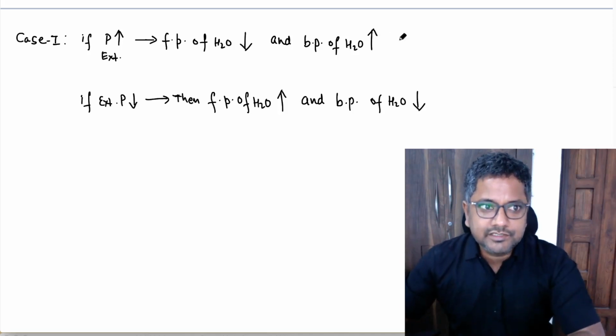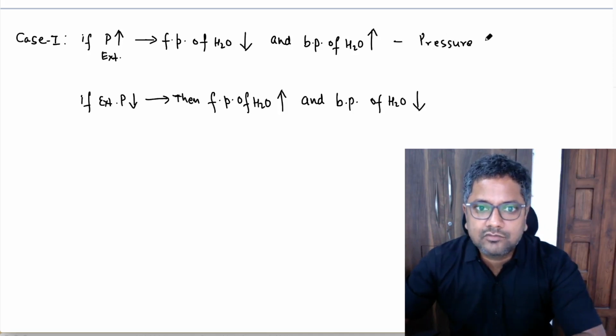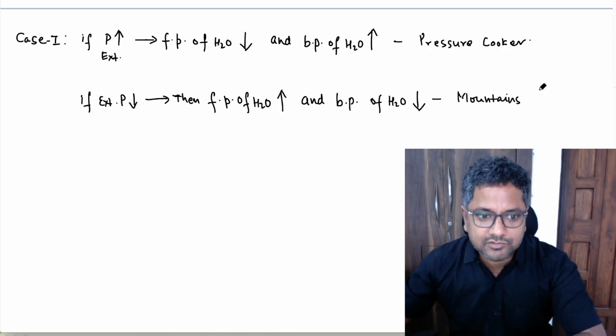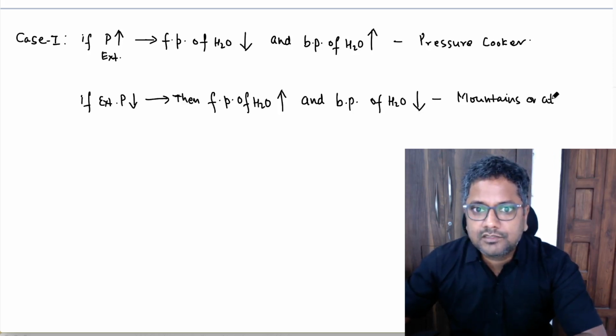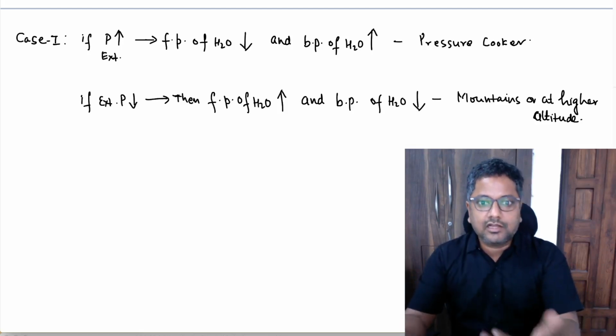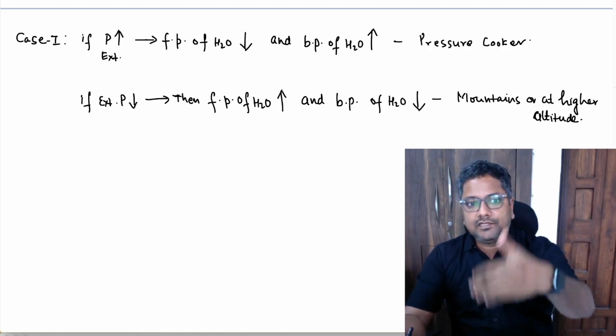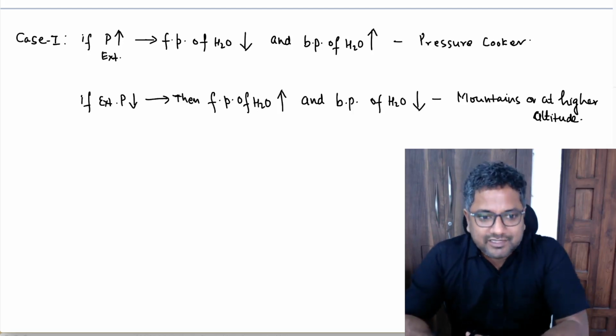So this situation exists in a pressure cooker, and this situation exists in mountains or at higher altitude. Right? So at higher altitude or at mountains, the external pressure will drop. External pressure drops means boiling point drops and freezing point rises, right?